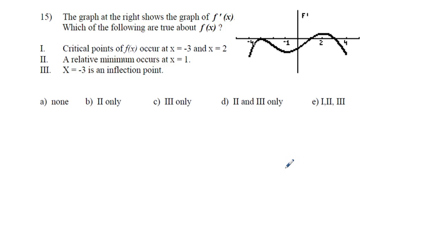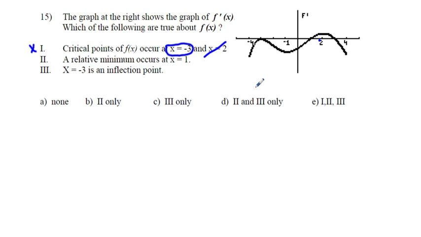15, the graph to the right shows the graph of f prime of x. Which of the following are true about f of x? Well, we're going to examine here 1. Critical points of f of x occur at x equals negative 3. And we see that this graph of f prime of x does actually touch the x-axis at x equals negative 3. So negative 3 is a critical number. But x equals 2 is not, because we don't have f prime touching the x-axis at x equals 2, so that is not correct. Therefore, condition 1 is not correct.